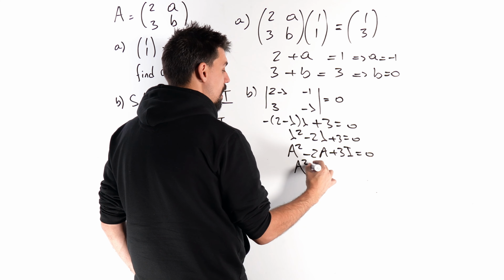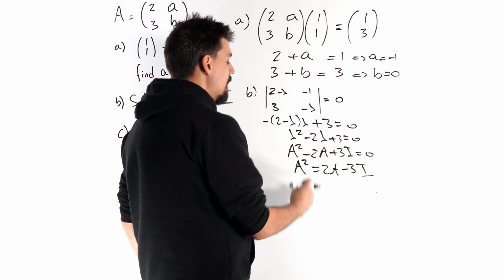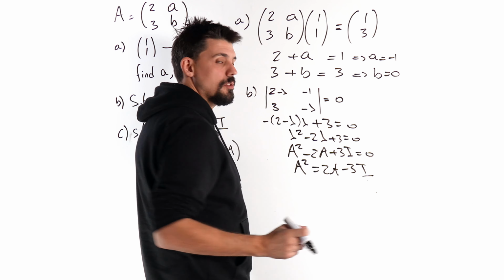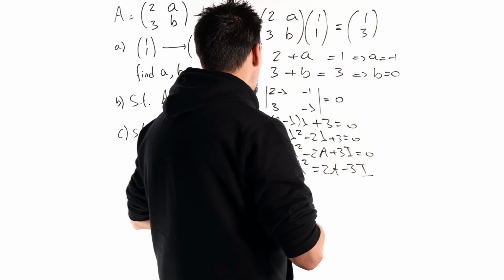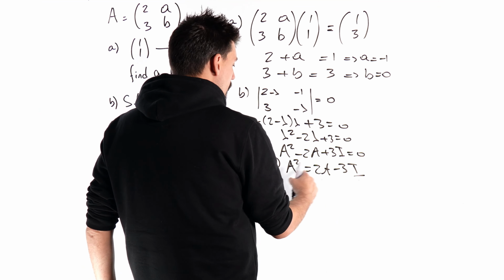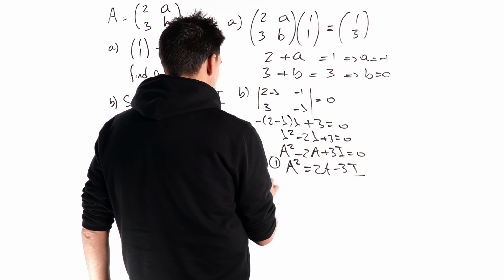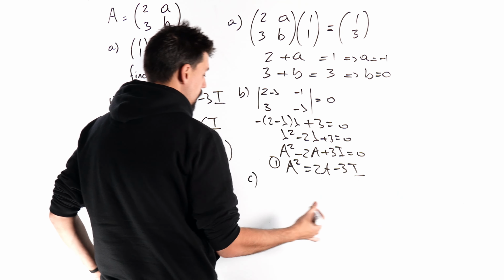So this will give me my first one of these, is that A squared is 2 times A minus 3 times the identity. Whoop, whoop. Look at that. Using the powers of further maths, isn't that cool? All right, so they call that equation 1. Now for part C, we need to derive A cubed and A to the minus 1.